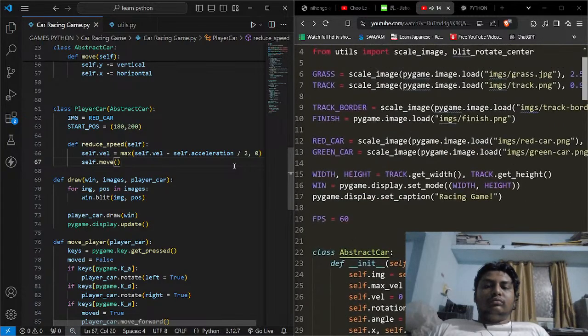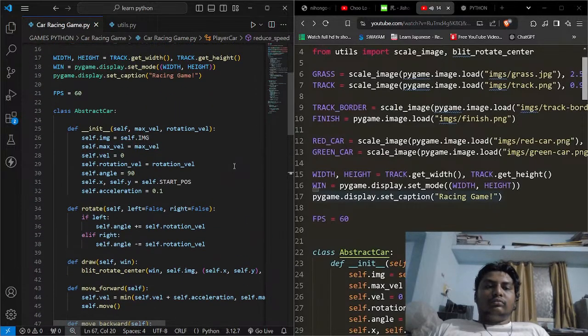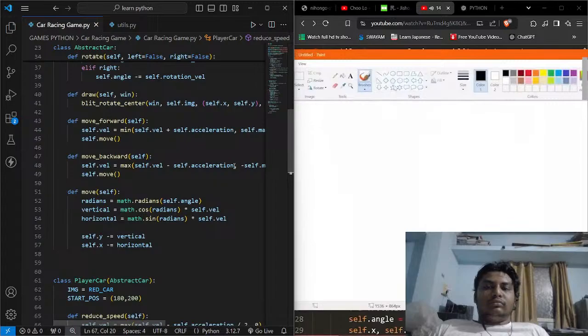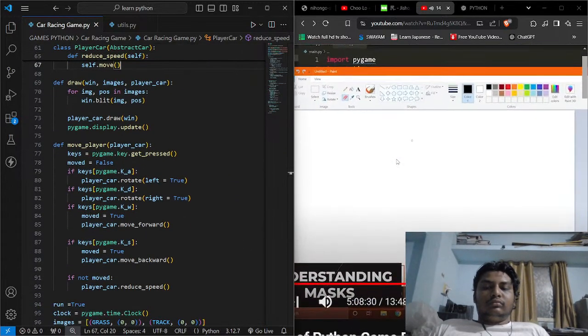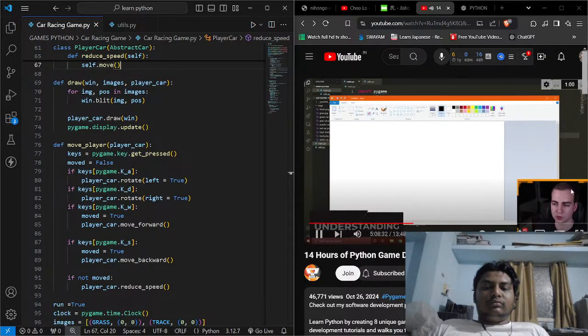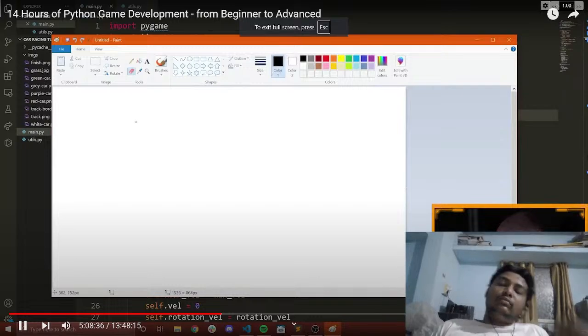So this is where we need to talk about masks, and we need to talk about how you actually handle collision of different objects in Python. So what I'm going to do is open up Paint here, and we're going to start talking about masks. All right, so I'm inside of Paint here, and I'm going to explain to you masks and how we do pixel perfect collision. So let's start with traditional collision, and then we can explain pixel perfect collision.